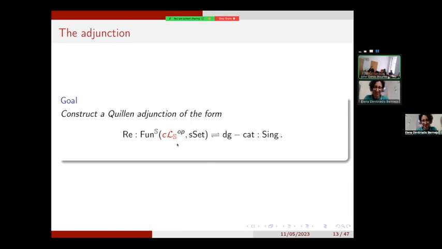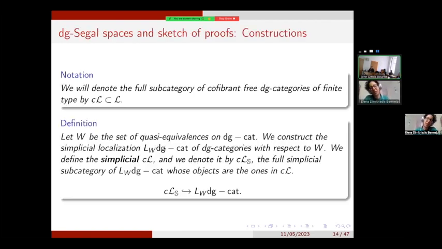So what is this thing in red? Well, first we will denote the full subcategory of DG categories of cofibrant free DG categories of finite type by CL. Now, I won't be saying these words all together at all times during this presentation. So I will probably just say free DG categories just because it's shorter. So at any point, if I say free DG categories, I mean cofibrant free DG categories of finite type.